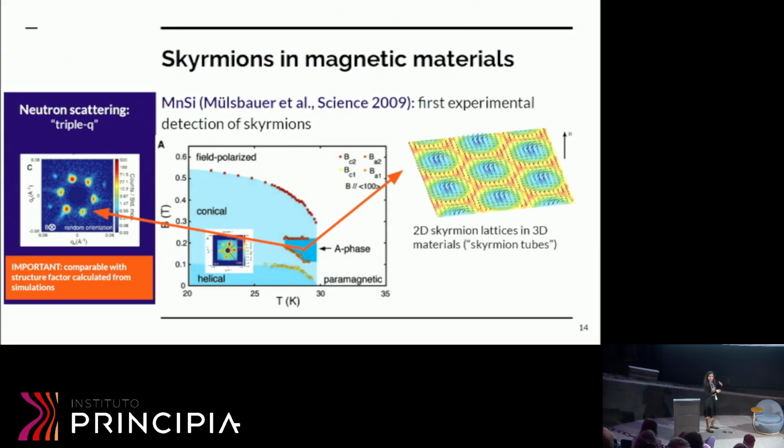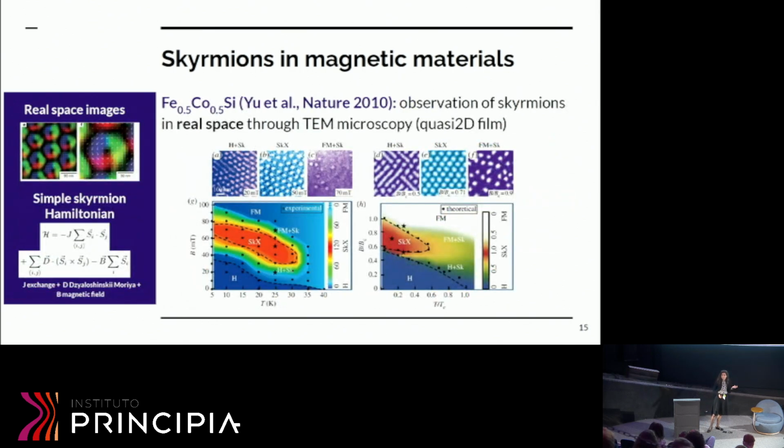This is a 3D material, so the lattices are piled up. You would have like some sort of tubes. And so at low field, at low temperature, you have helices, and then you have some sort of conical phase, and in some region this is stabilized, and the next year these skyrmions were measured in real space, in a quasi-2D material, where again you can see the skyrmion lattice goes to even lower temperature, but again you have helices, skyrmions, and then everything is field polarized.